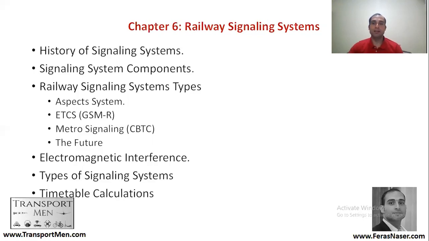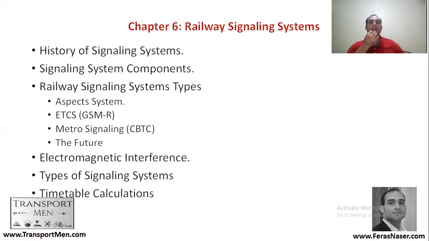people inside the trains. We'll talk about signaling system components, what's a traffic light, what's in-cab signaling, what's a headway, and what's a control center. So we'll talk about the different parts of the signaling system.